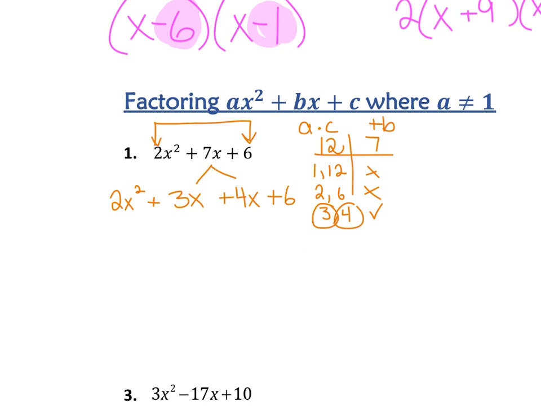Okay, so now that I do that, you group the first two and you group the second two terms together. Of these first two, you take out their GCF. So 2x squared plus 3x has an x in common. You are left with 2x plus 3. Plus, looking at these next two terms, what do they have in common?